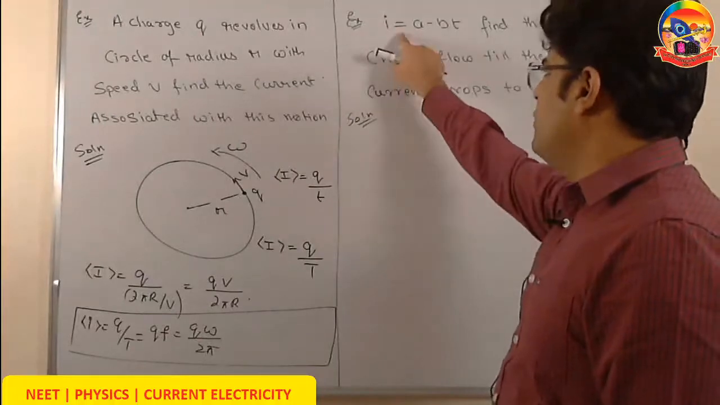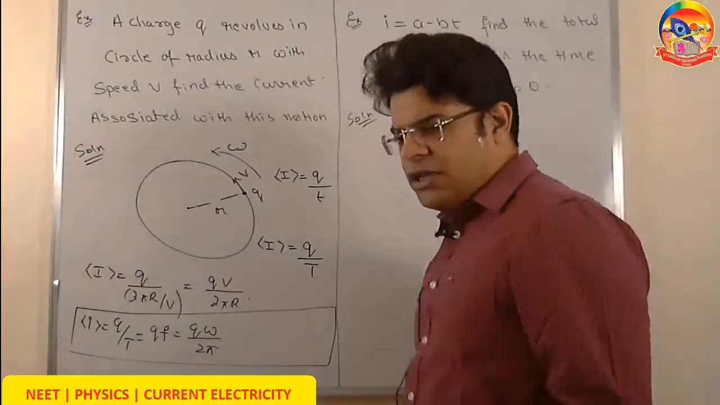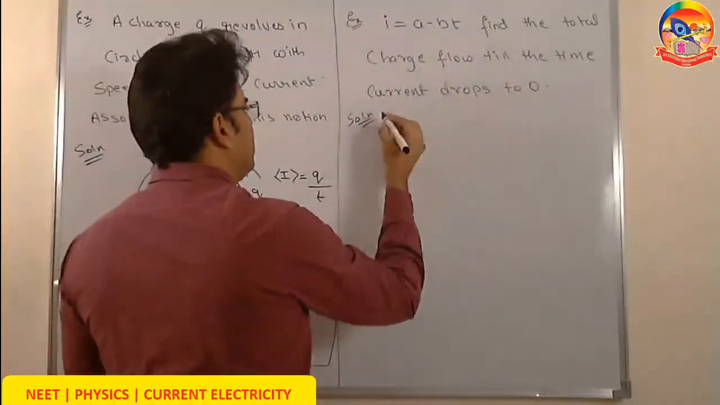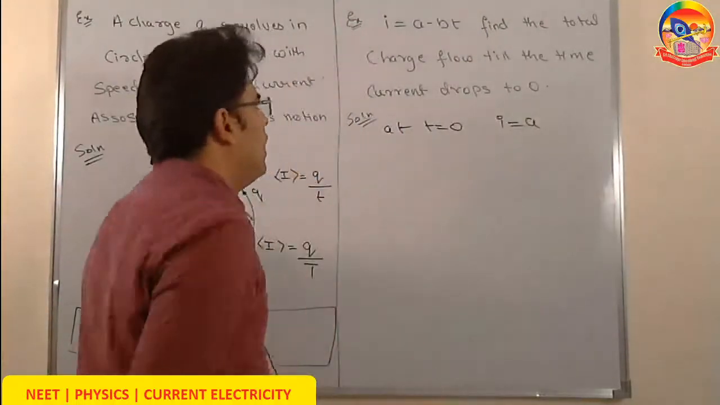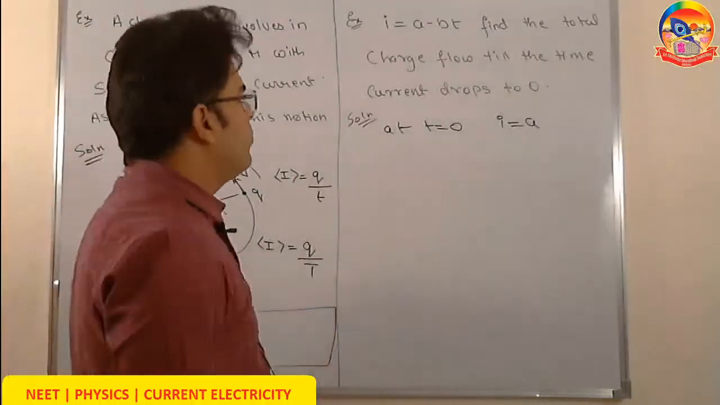Next example, which is again simple. The current flowing through a given cross sectional area is given by A minus Bt. Find the total charge flow till the time the current drops to 0. So, now here initially at time t equals 0, you can see that current is equal to A, and the current is a linear function of time. So, as the time increases, the current decreases linearly.